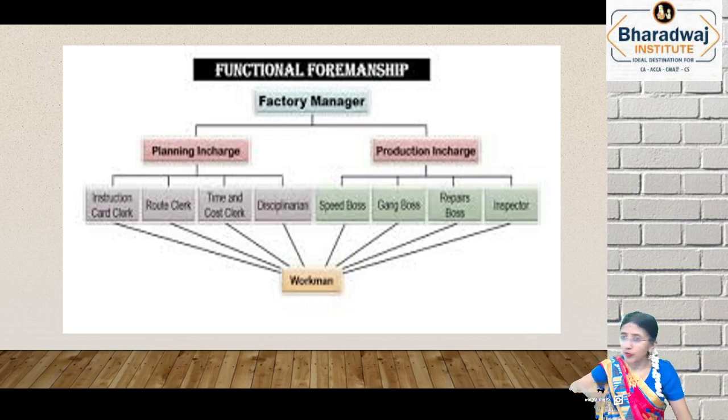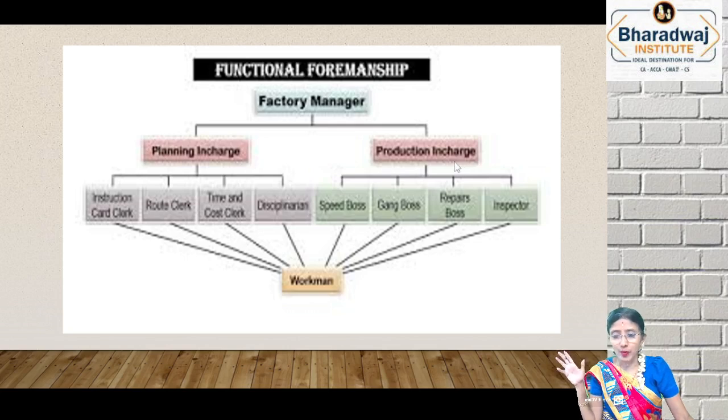This is your shop floor management. Already you know we have the material also. But just to tell you how it is, factory manager. So remember, Taylor's scientific management is shop floor management relating to the factory only. Planning in charges, production in charges, implementation. So under planning you have instruction card clerk, route clerk, time and cost clerk, disciplinarian. And under production implementation in charge, speed boss, gang boss, repair boss, inspector, and you have the workers, right?